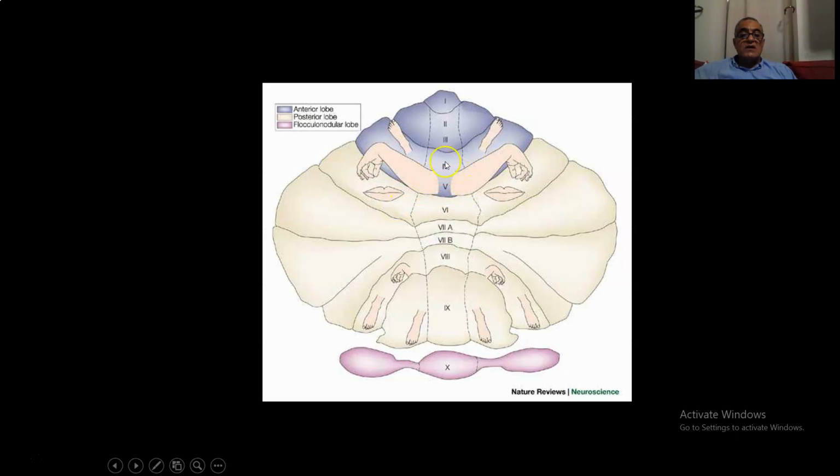This is a division of the cerebellum into three main important parts, because they are different in evolution, different in connections, and they are different in functions. So we have one part, the flocculonodular lobe, which is the archicerebellum, the oldest part of the cerebellum. It is present in fish, and it is responsible for the equilibrium, and the main connection is with the vestibular nuclei.